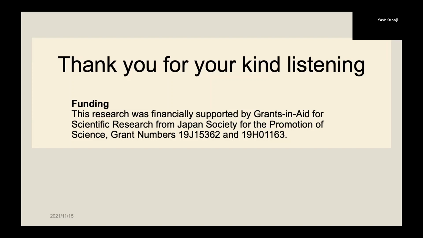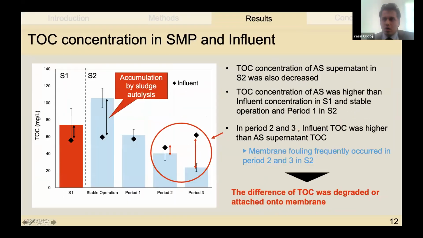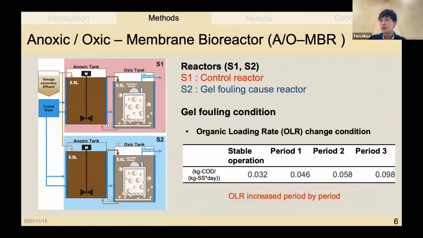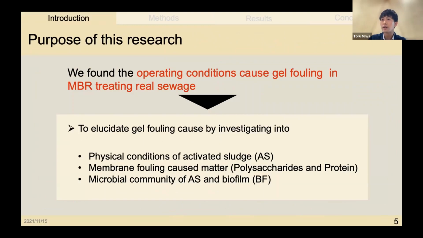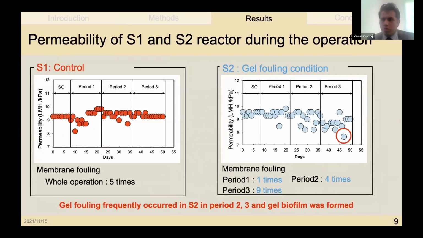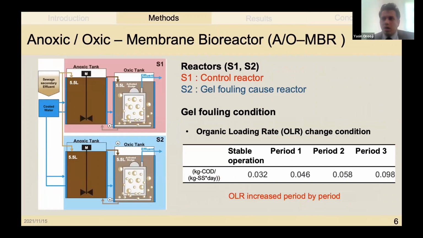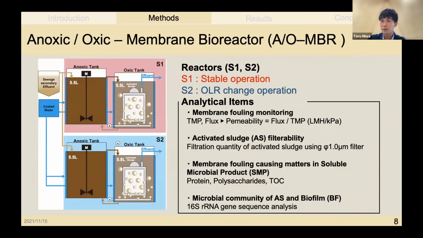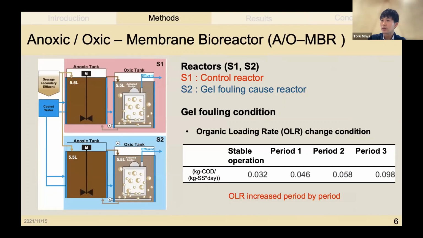Would you please go back to the methods? Okay, please wait a moment. Which slide? Yeah, I missed this slide. Would you please re-explain the method? Okay, so the whole methods, you mean? As far as possible, because maybe we have 3 minutes.